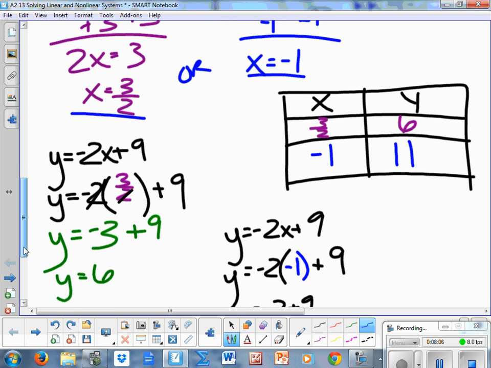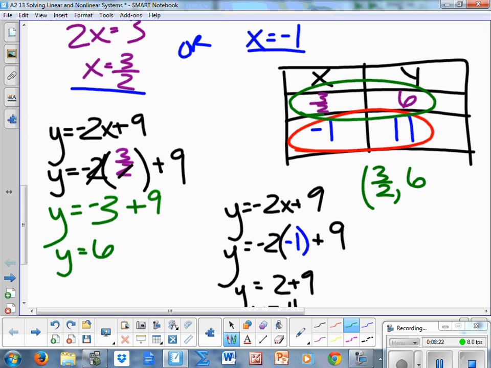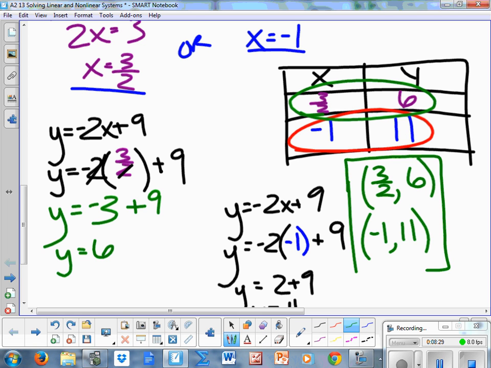So I'm going to write these two solutions as ordered pairs. This one goes together, that's why they're in the same color, and this one goes together. So my two solutions are 3/2, 6, and -1, 11. So by solving by substitution, those are the 2 points I get.